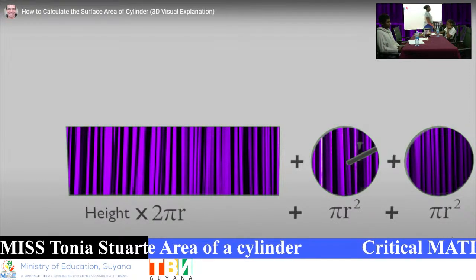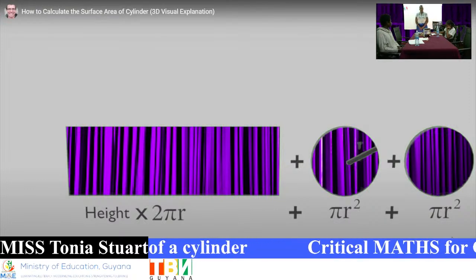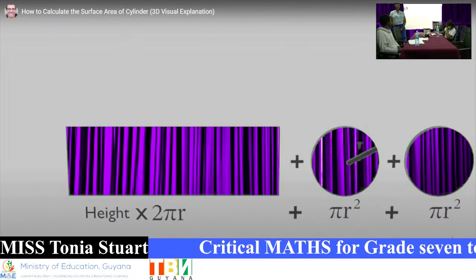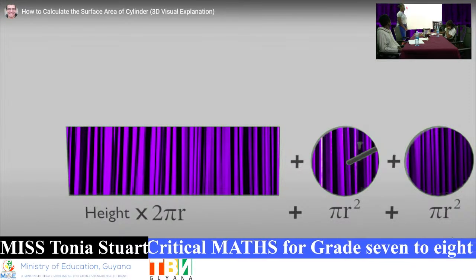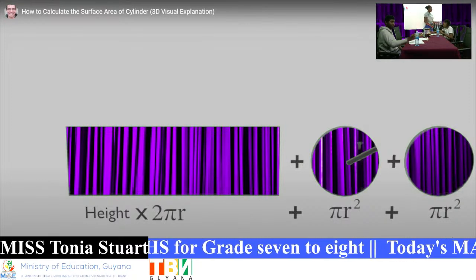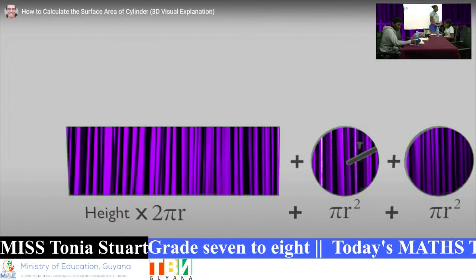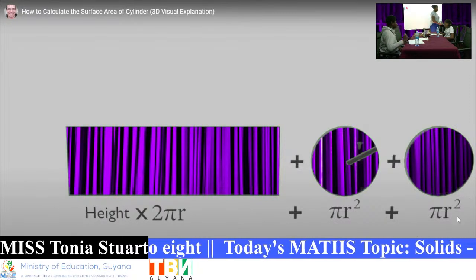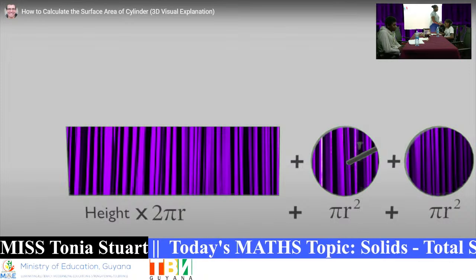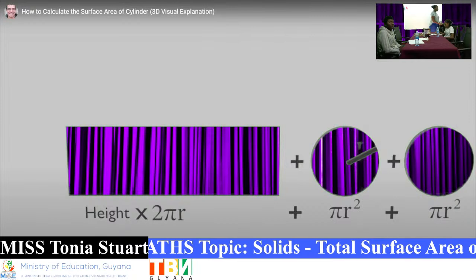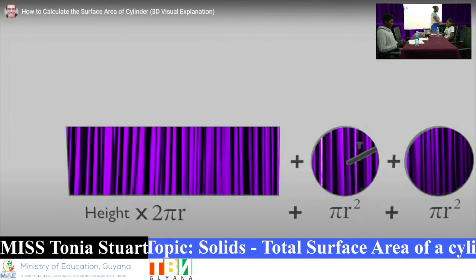And we may want to ask ourselves, what is pi? It's a mathematical symbol used to find certain things, especially when you're working with circles, and it comes with a value. We ready? Yes, miss. Alright, good. So, let's go.